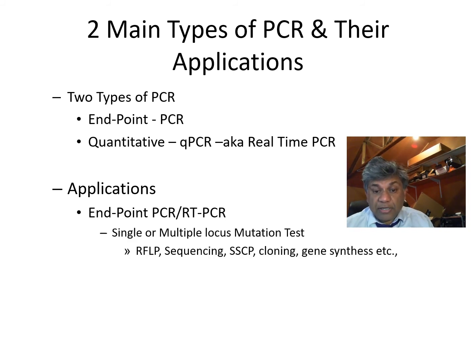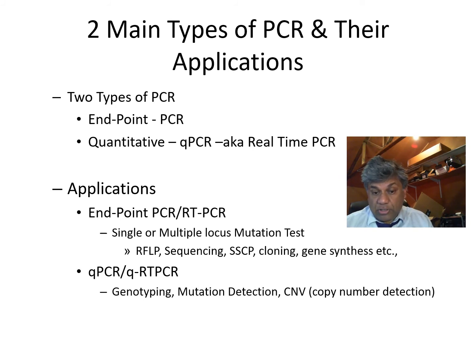It includes single and multiple locus mutation tests, things like RFLP, restriction fragment length polymorphism, sequencing, single-stranded conformation polymorphism, cloning, and gene synthesis. For quantitative PCR or RT-PCR, you can use it for genotyping, mutation detection, copy number variation, and also for pathogen detection, and especially in viral detection, like for coronavirus.